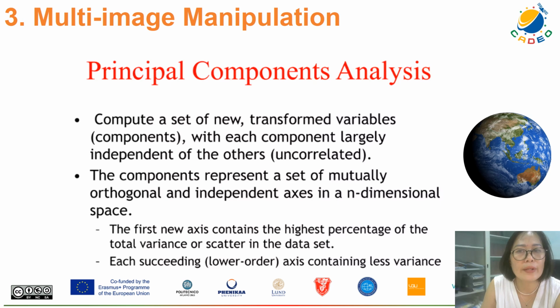In principal component analysis, the technique computes a set of new transformed variables, components, with each component largely independent of the others, uncorrelated. The components represent a set of mutually orthogonal and independent axes in n-dimensional space. The first new axis contains the highest percentage of the total variance or scatter in the dataset, and its succeeding lower-order axes contain less variance.